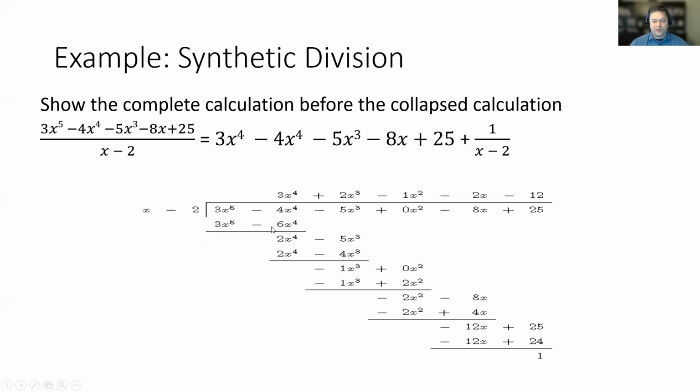And then what's 4x to the fourth minus 6x to the fourth? If you're subtracting a negative, it will be 2x to the fourth. So what happens here? What's 2 times what equals 2x to the fourth? Well, 2 times 2x to the third. And we continue that same approach until we're left with something that doesn't divide clearly. That is my fraction answer. So this is just one way of collapsing that calculation to show you how synthetic division is done.